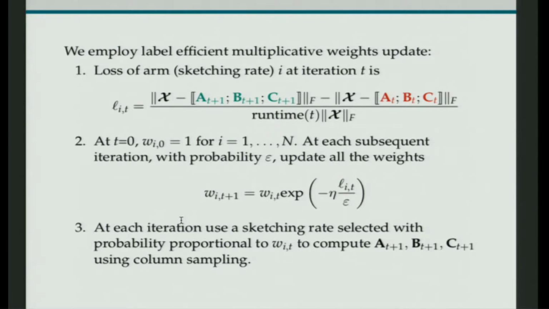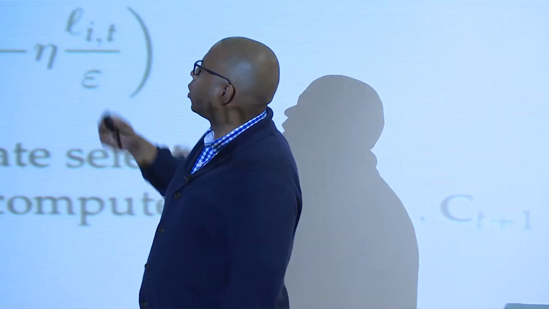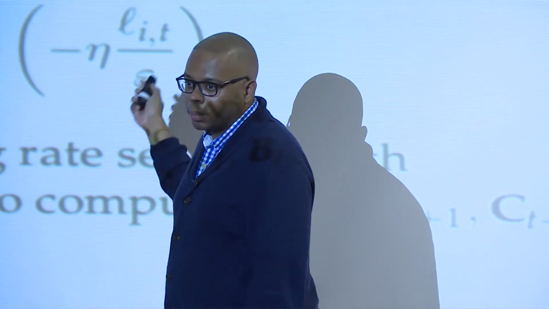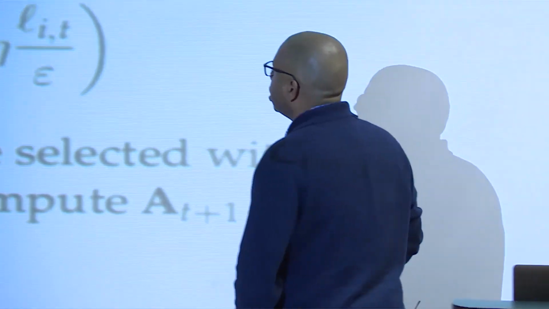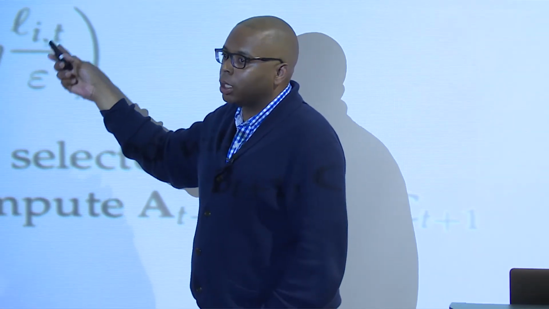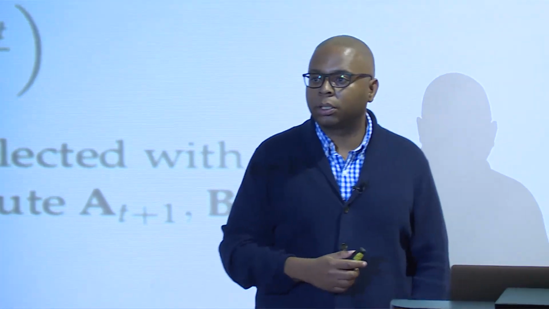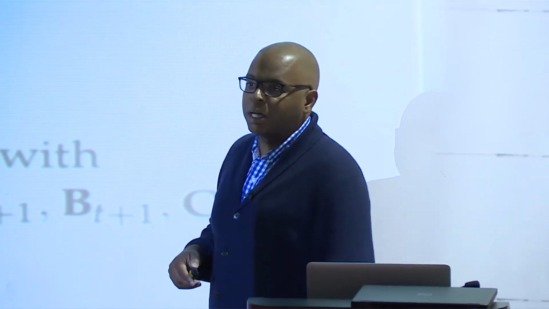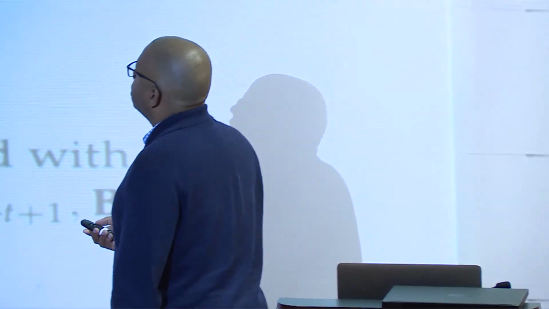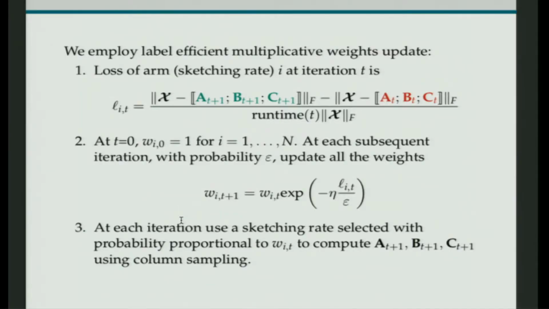Okay? So once we know the loss of all of our arms, we can update our probability distribution that says how to sample from our arms, so that the arms where we had a large negative loss increase in probability. But that's expensive because that requires doing n different solves. So instead, that's where we do this label efficient updating scheme. At every iteration, with some probability, we choose to update all of the weights. Otherwise, we don't update any of the weights. And then at every iteration, we use the sketching rate that's selected, according to these probability distributions, to compute all three of our factors.